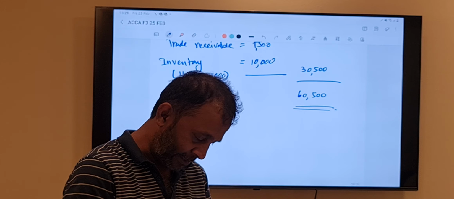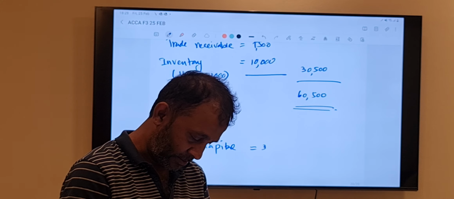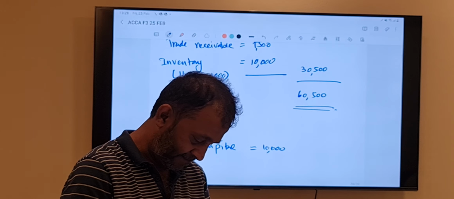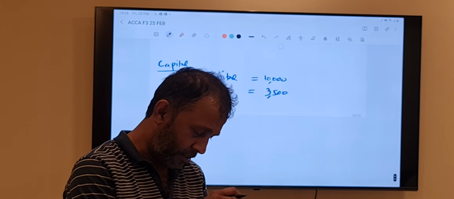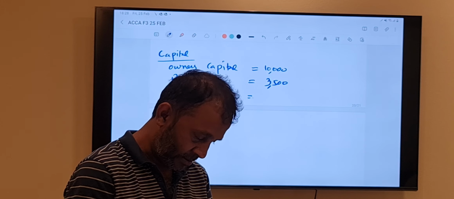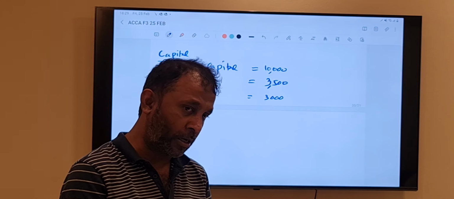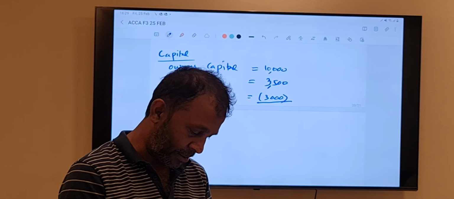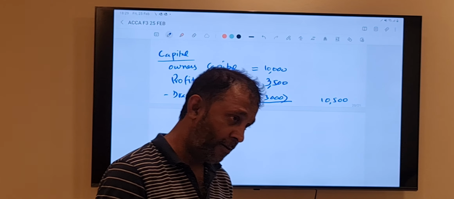Now, capital. Under that we have owner's capital. Owner's capital, how much? 10,000. It's 10,000 only. Profit? 3,500. But drawings? How much? 3,000. So you have to take the total of cash drawings and goods drawings for 3,000. So how much? 10,000 plus 3,500 minus 3,000, it should be 10,500.